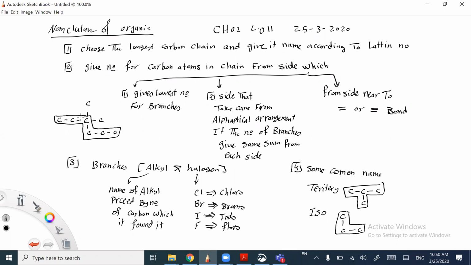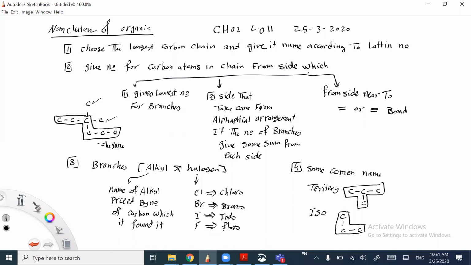The carbon atoms coming out from the longest carbon chain, connected to it, will be branches. Give the carbon chain its name according to the Latin number, so it will be hexane. It is the longest carbon chain.